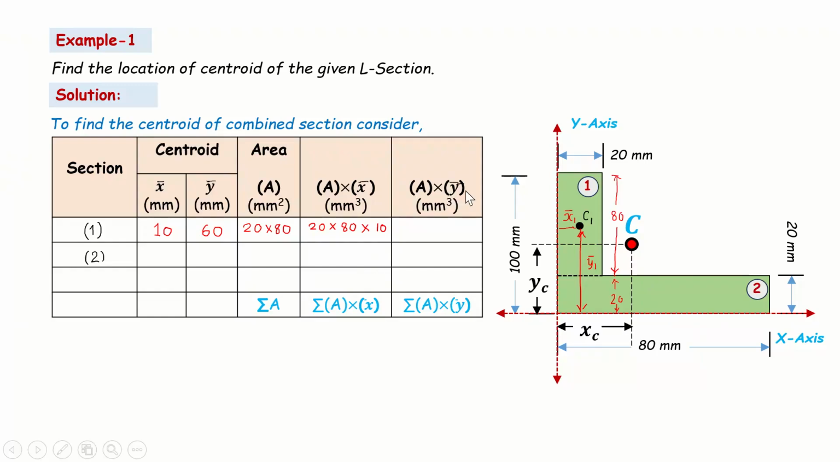Similarly, area times y bar. So area is again, friends, 20 into 80. And if you see here, y bar is 60. Now let's go for section 2.